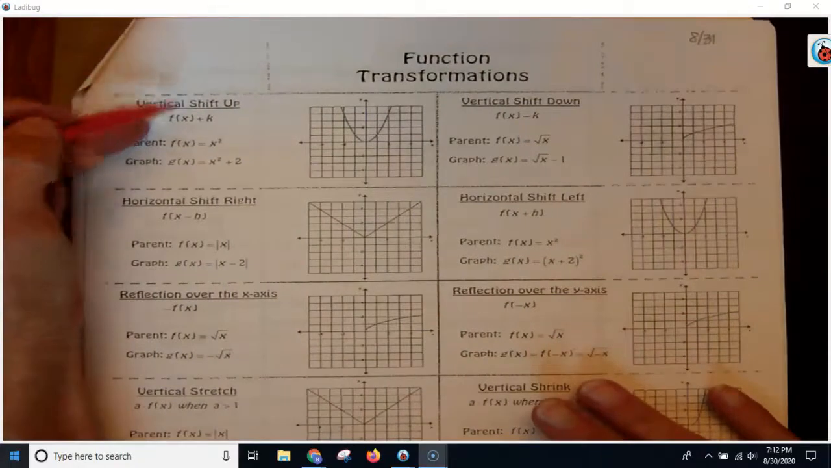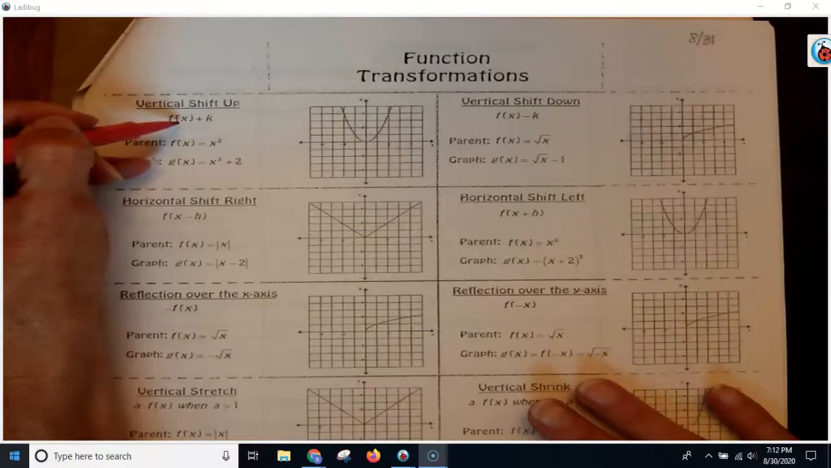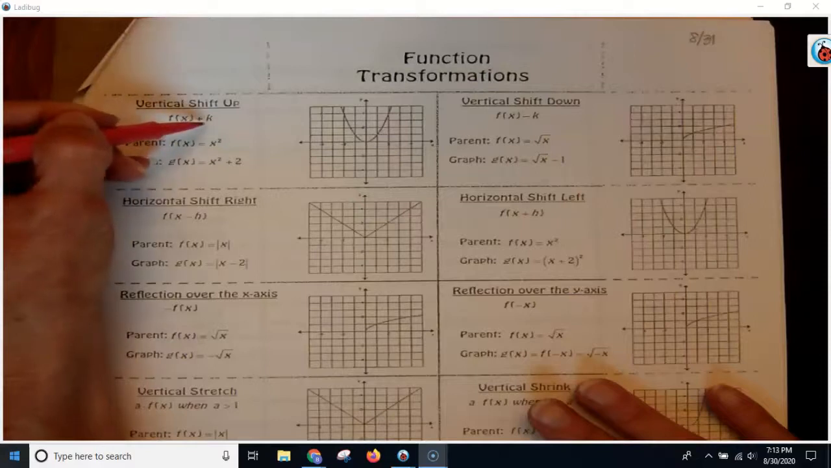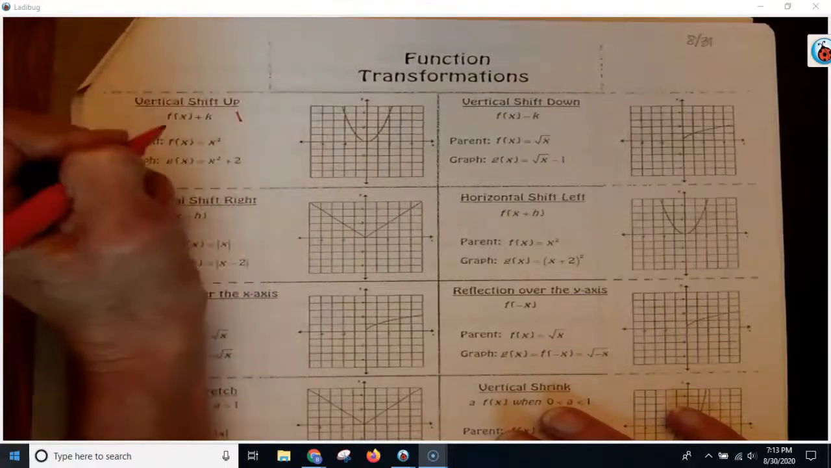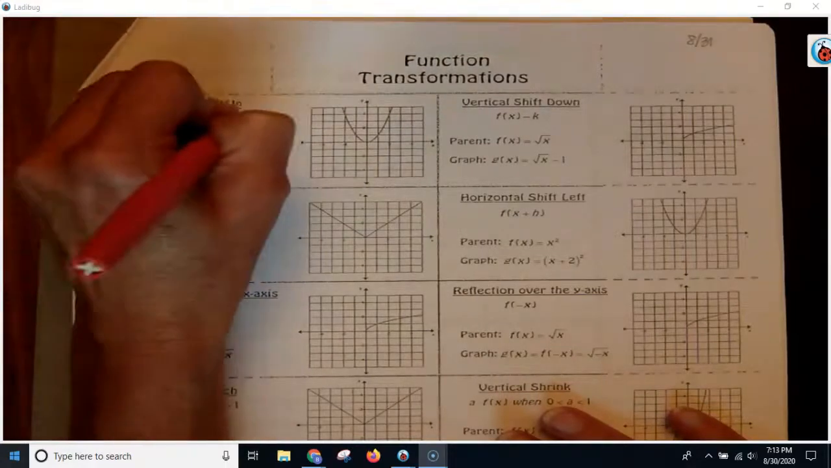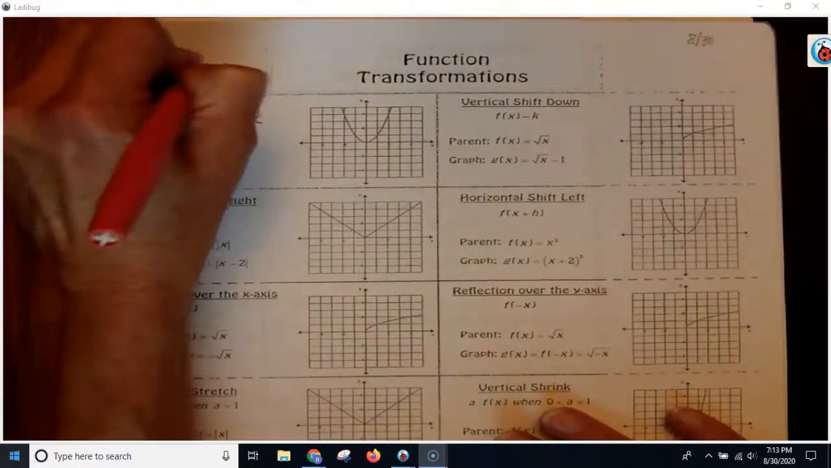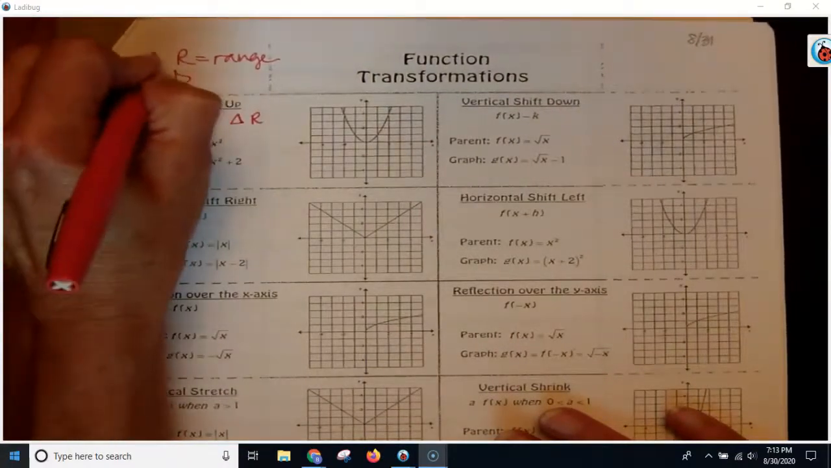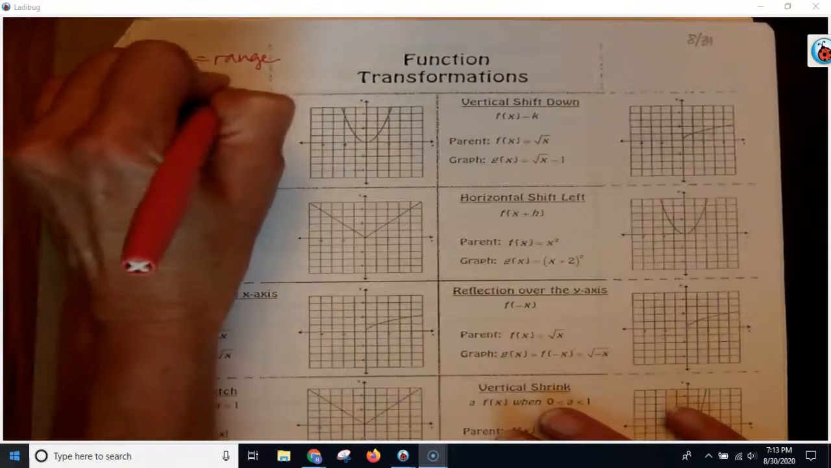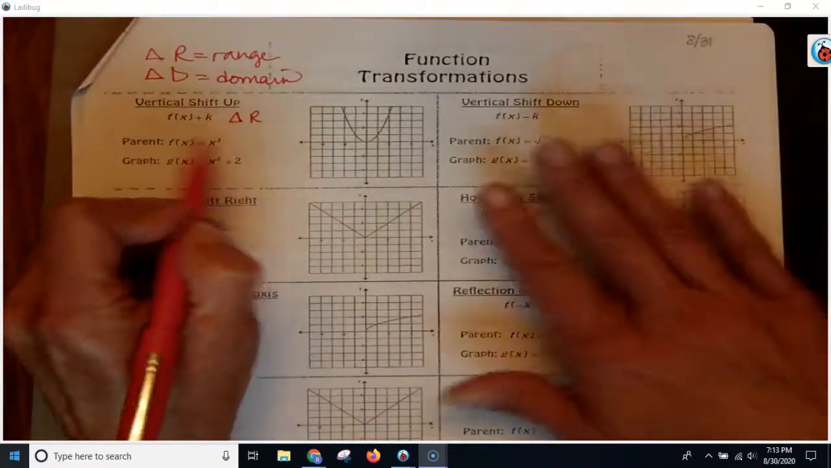So this first one is a vertical shift up. This is kind of a good cheat sheet. When you have f of x plus k, remember we talked about when the extra value is outside the parentheses, this is going to be a vertical shift, or it's going to change the range. If I put R, that's going to mean range. And if I put D, that means change in the domain. So this is going to change your range by k numbers.